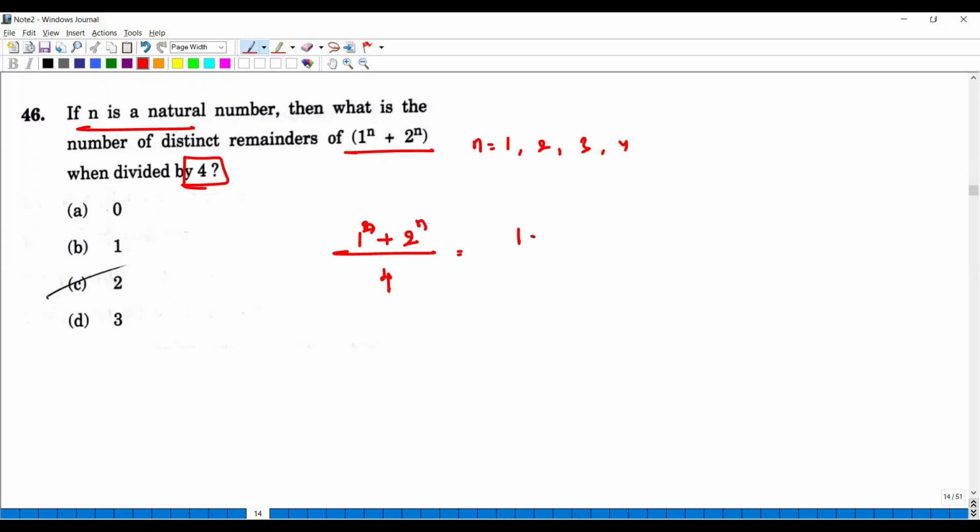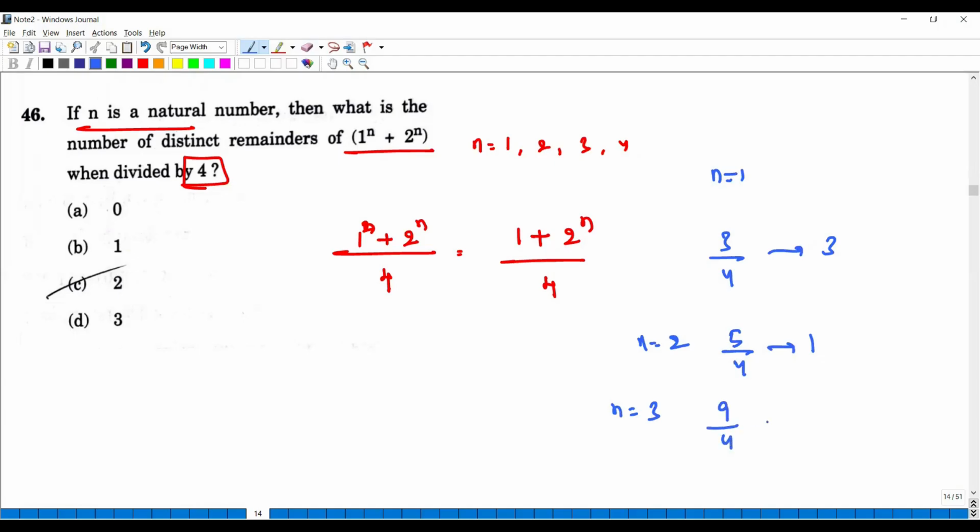See, it is always 1. It is 2 power n, 4. If I substitute n is equals to 1, then it is 3 by 4 means you're getting 3 as a remainder. Substitute n is equals to 2, I'll be getting 5 by 4. Thereafter, n is equals to 3, 9 by 4. If n is more than 1, which means 2, 3, 4, it is perfectly divisible. So you'll be getting 1 is the remainder when n is greater than 2.